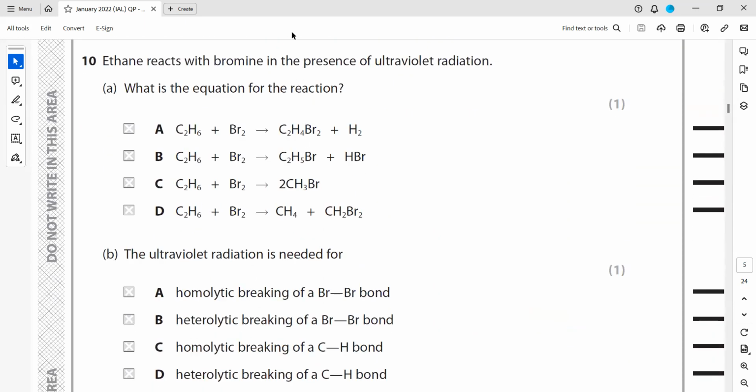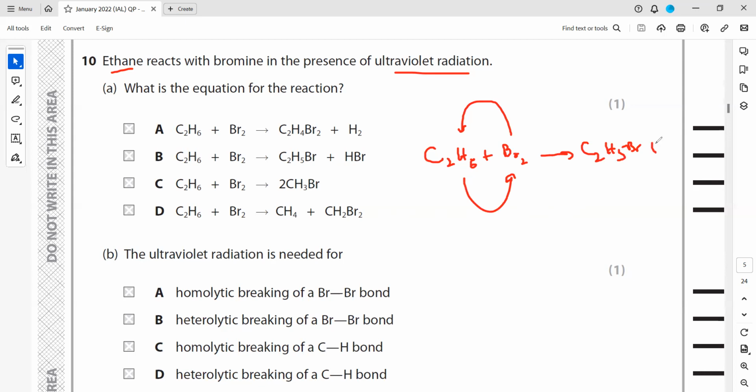Ethane reacts with bromine in the presence of ultraviolet radiation. What is the equation for this reaction? They are asking for the equation because alkanes undergo a substitution reaction. Like we have C2H6 plus Br2. One bromine will take the position of hydrogen and hydrogen takes the position of bromine. So it will be C2H5Br plus HBr. So B will be the right answer.